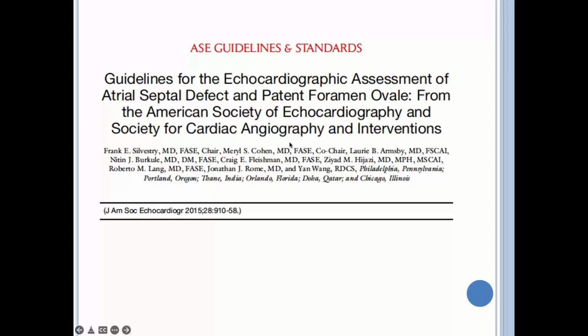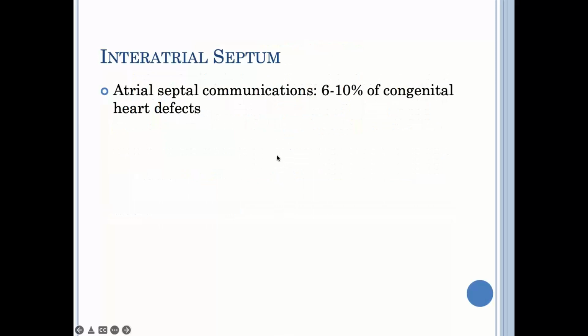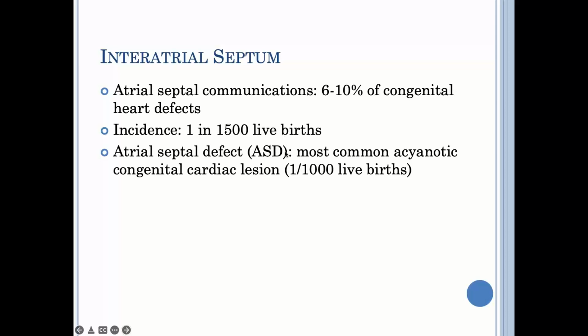So essentially, interatrial septum, the atrial septal communications are about 6 to 10% of congenital heart defects. The incidence in live births is about 1 in 1,500, and the atrial septal defects are the most common acyanotic congenital lesions with 1 in 1,000 live birth incidence.